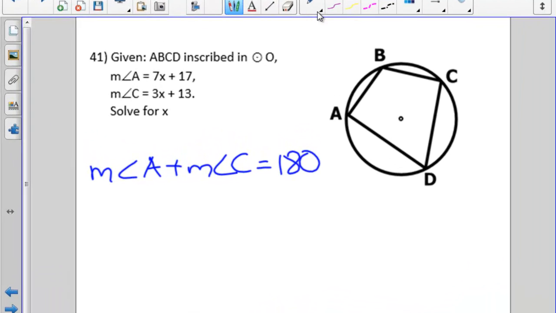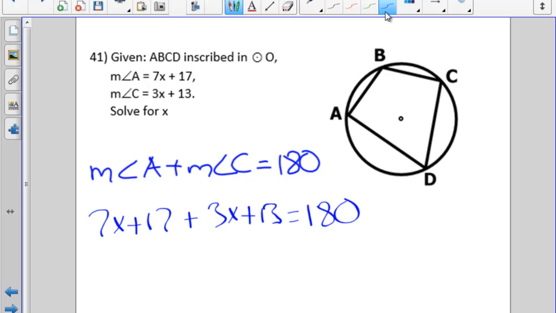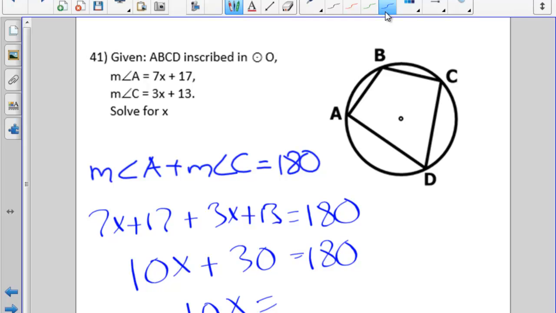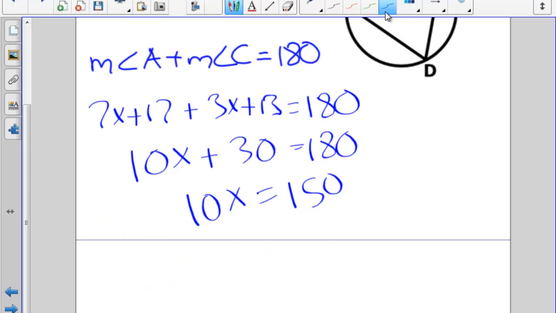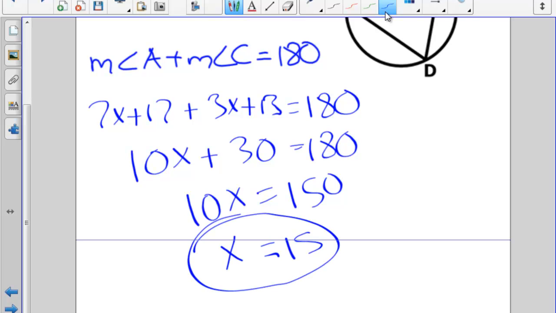So because of that, I can go ahead and create an algebraic equation so I can solve for x. So 7x plus 17 plus 3x plus 13 equals 180. So this is 10x plus 30 equals 180. Subtract 30 from both sides, we get 10x equals 150. And then divide by 10, we get x equals 15. And we are done.